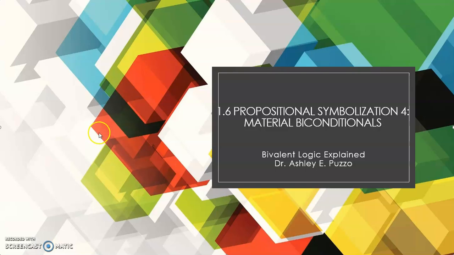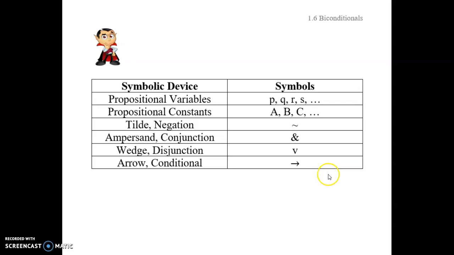Today we're going to cover section 1.6 of the text. This is our fourth section on propositional symbolization, and we're going to learn how to properly symbolize the material biconditional and some interesting features of it. All right, let's rock.